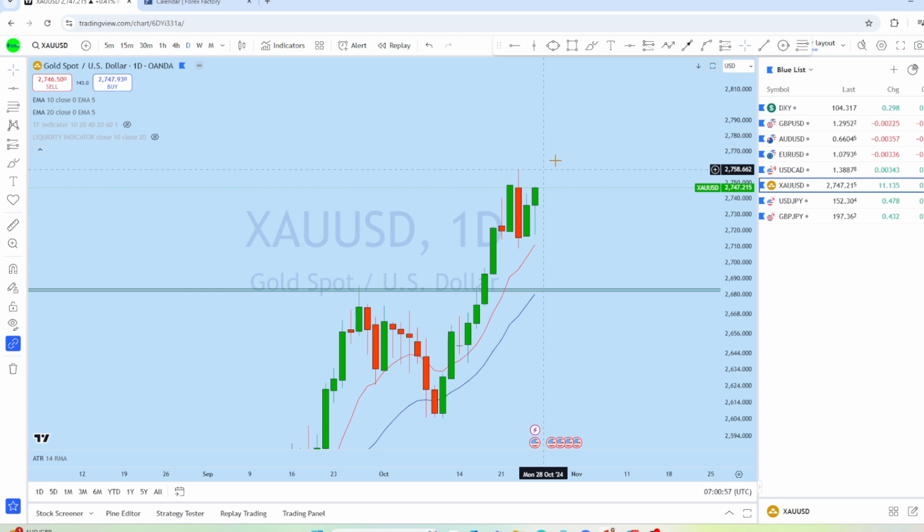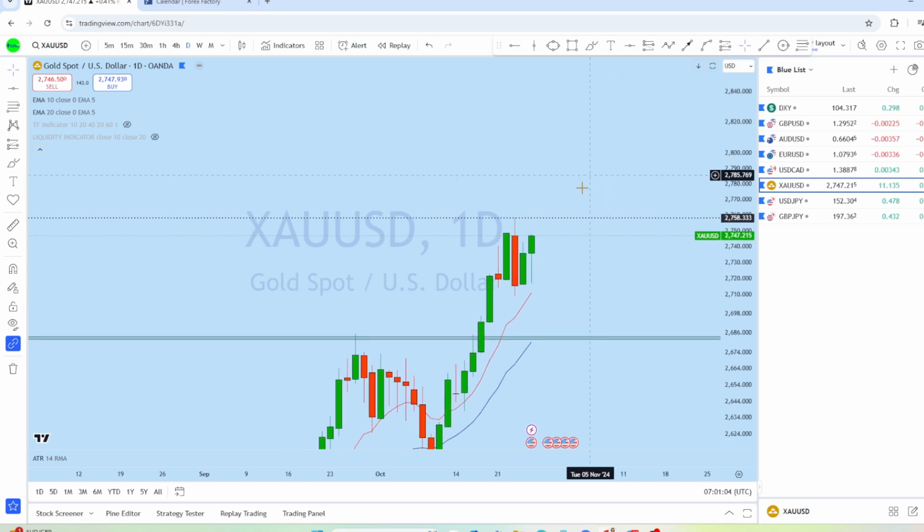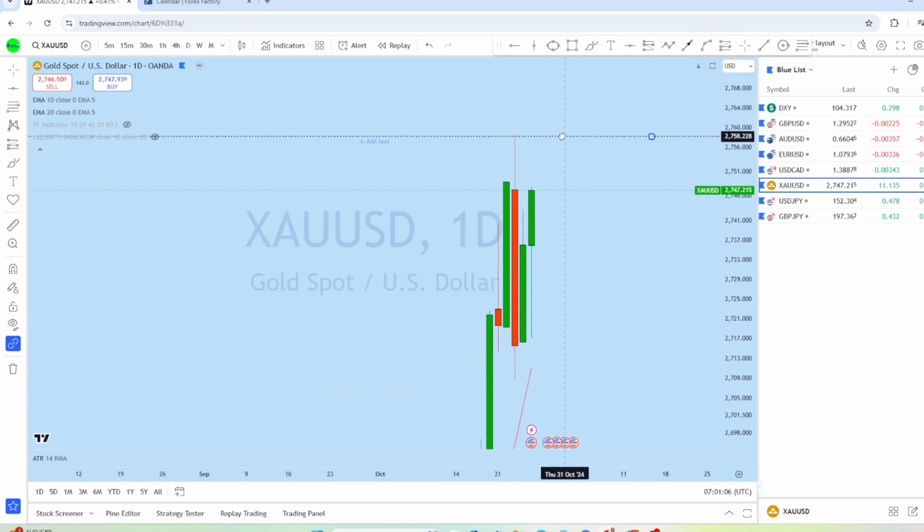What I think is that this week we may see XAUUSD remain bullish, and with that bullish move, expecting it to go up and then to create a new higher high.